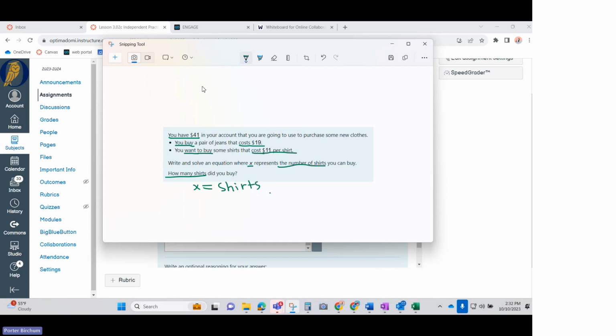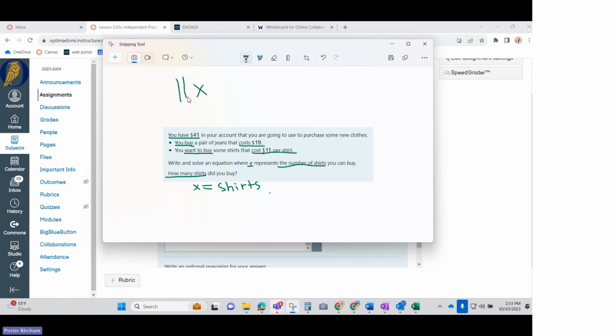So I'm going to start building my two-step equation. So X is shirts. Which number has to do with the shirts? Oh, 11. 11 is shirts. Now let's see. Do I add, subtract, times, or divide 11 and mystery number? So if I had one shirt, my number of shirts was 1, that would cost me $11. If my number of shirts was 2, that would be $22. If my number of shirts was 3, that would be $33. So I think we're timesing.